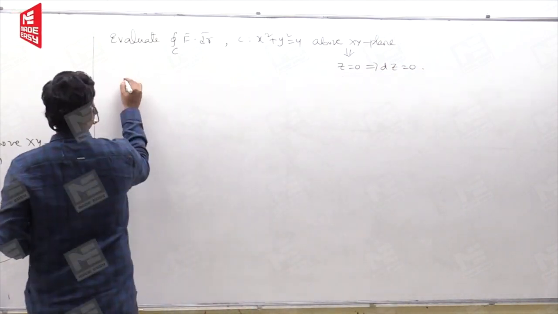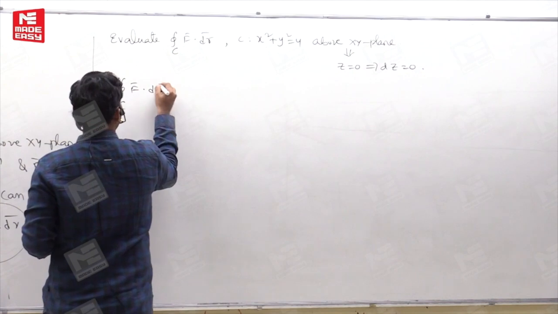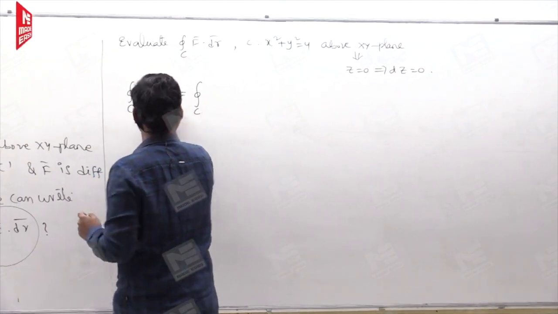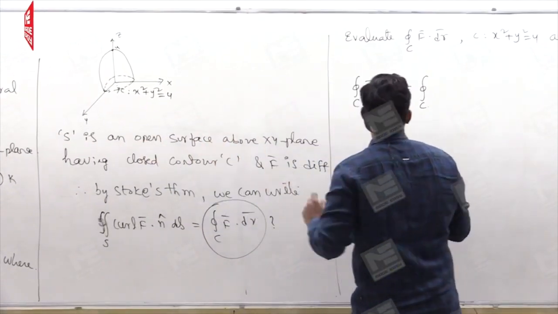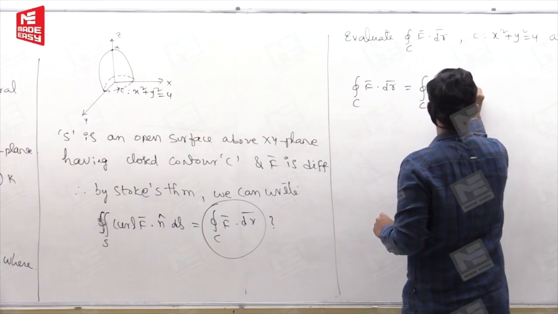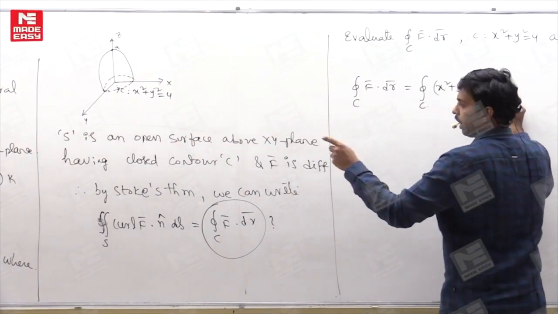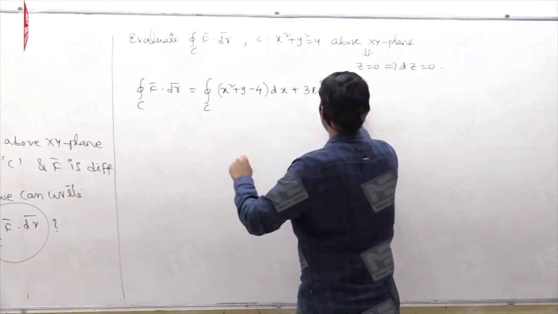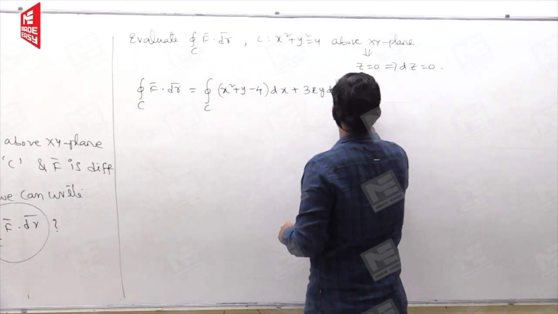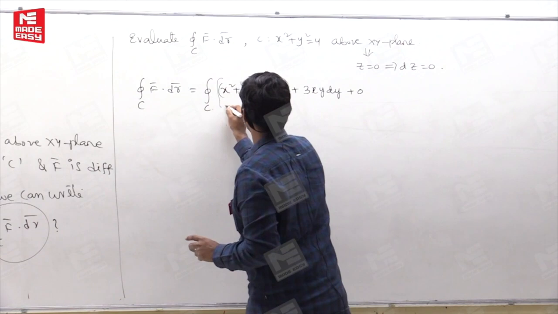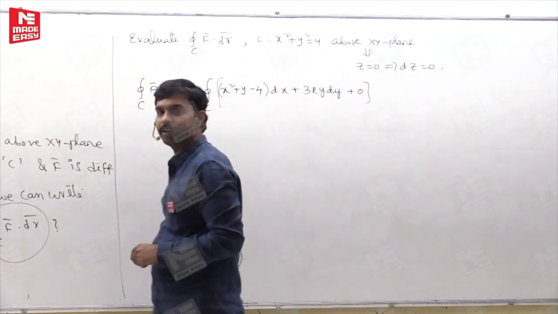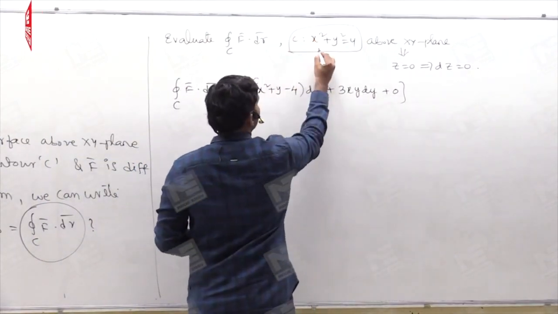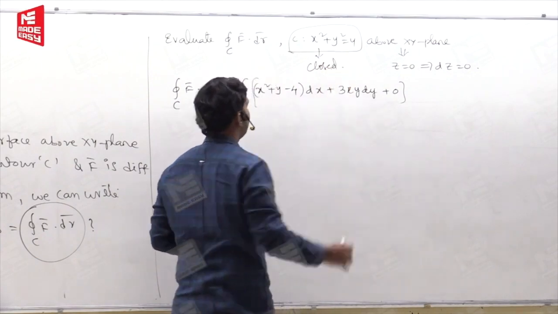Therefore the integral over C of f bar dot dr bar can be written as f1 dx, that is x square plus y minus 4 into dx, and f2 dy, that is 3xy into dy, and as dz is 0, that term is 0. So this is what we need to evaluate here. And C is a closed contour or not? Yes, C is a closed contour, my dear students.